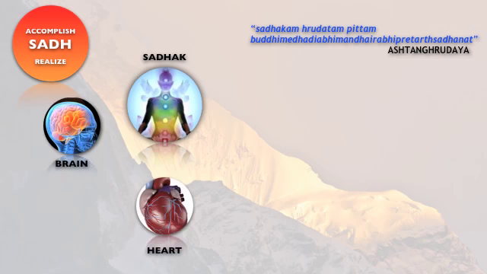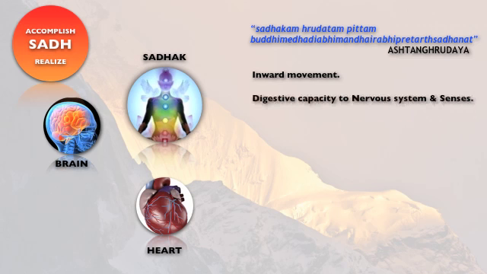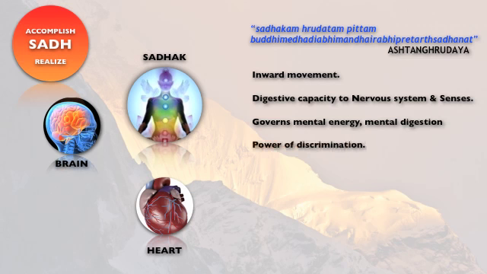Sadhak Pitta functions through the nervous system and senses. Like Pranavayu, it has an inward movement. It gives fire and digestive capacity to the brain and senses. When impaired, we suffer from lack of clarity, confusion, or delusion and become unable to distinguish between our fantasies and reality. Sadhak Pitta governs our mental energy, mental digestion, or the digestion of impressions, ideas, or beliefs, and our power of discrimination. Our intelligence or buddhi functions through it.